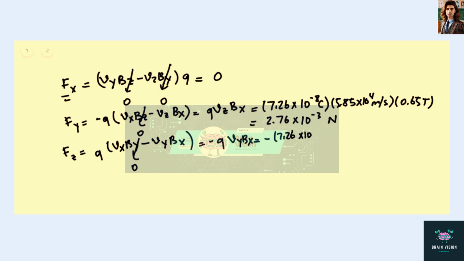7.26 times 10 to the power negative 8 coulombs, times negative 3.11 times 10 to the power 4 meters per second, times 0.65 Tesla. Then we find the z component of the force to be 1.47 times 10 to the power negative 3 newtons.